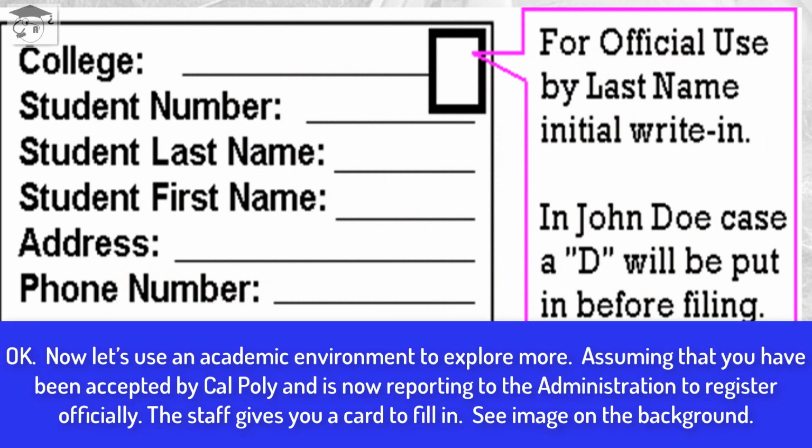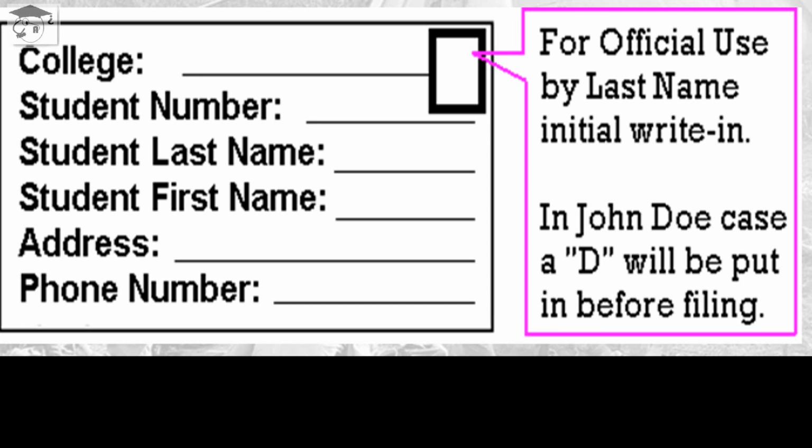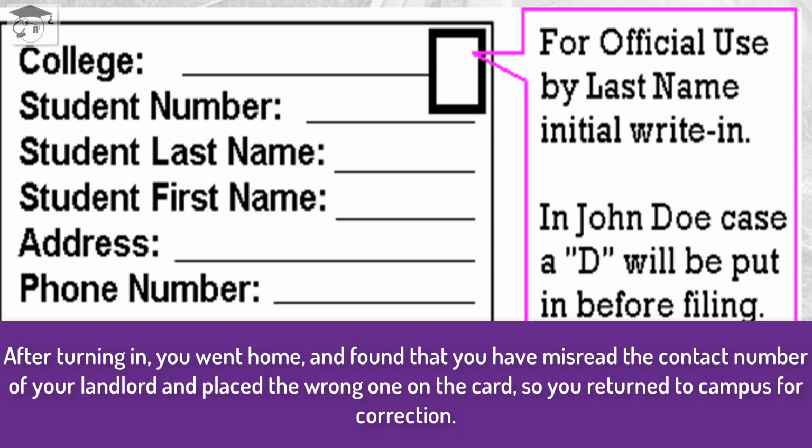Okay, now let's use an academic environment to explore more. Assuming that you have been accepted by Cal Poly and are now reporting to the administration to register officially, the staff gives you a card to fill in. See the image on the background. After turning it in, you went home and found that you had misread the contact number of your landlord and placed the wrong one on the card, so you returned to campus for correction.